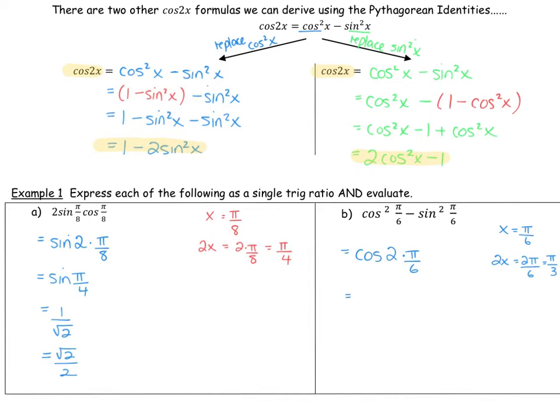So I hope you can see that that's the formula for cos 2x. And in this one it simplifies to cos of pi over 3. And again, from our special triangles, we know that that equals 1 over 2.